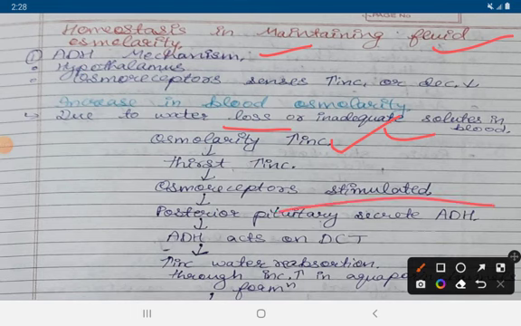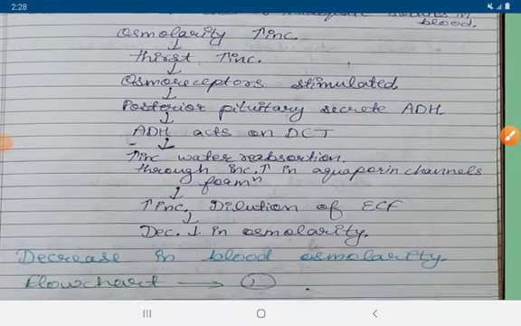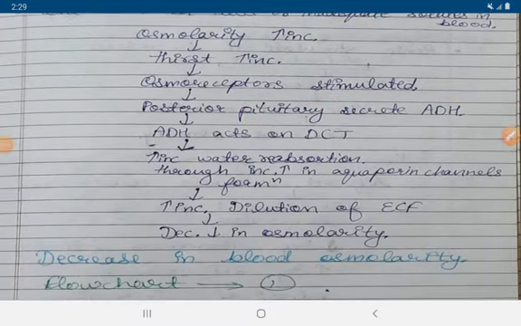This causes stimulation of the posterior pituitary to secrete antidiuretic hormone. Antidiuretic hormone acts on the distal convoluted tubule to absorb more water through increased formation of aquaporin channels, and increased water reabsorption. This causes dilution of extracellular fluid and again decrease in osmolarity.